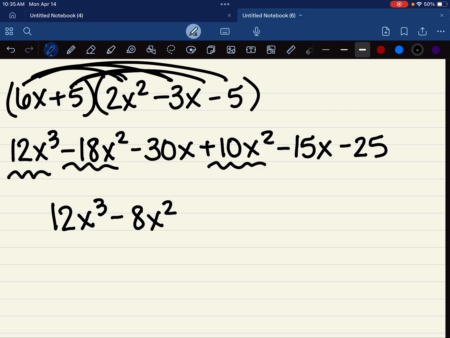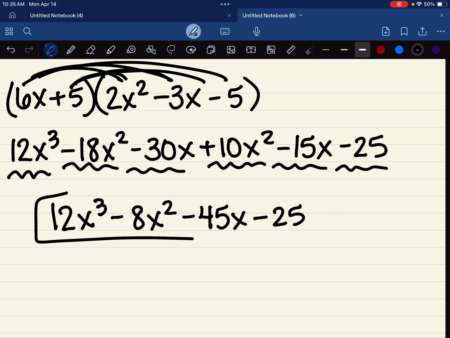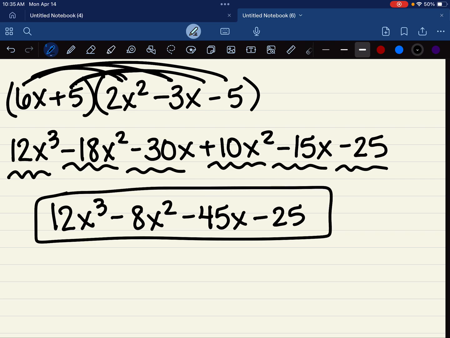Okay. Paisley, do you see anything else that we can add together? The negative 30x and then the negative 15x. Okay. What is negative 30 plus negative 15? Negative 45x. Good. All right. Last thing I have to bring down. Negative 25. Okay? We okay with that?